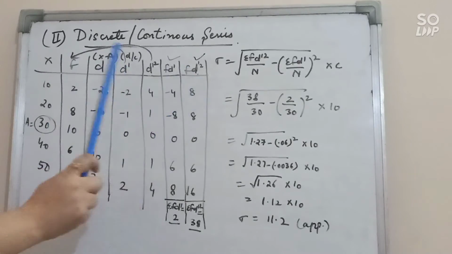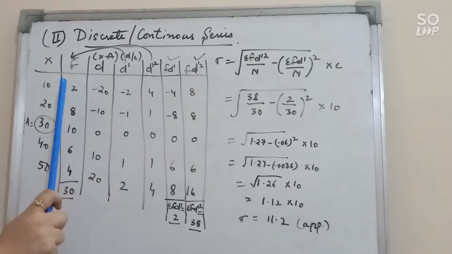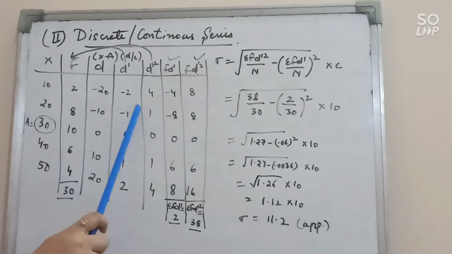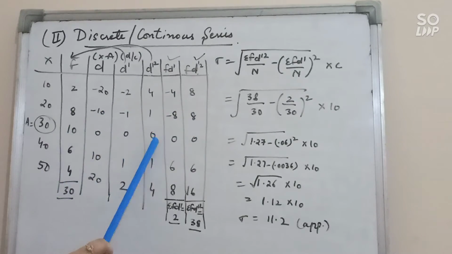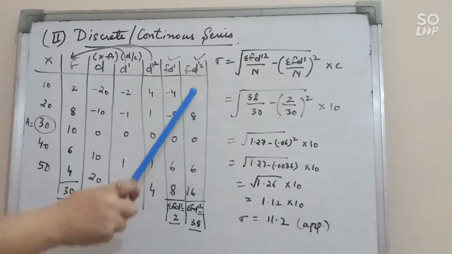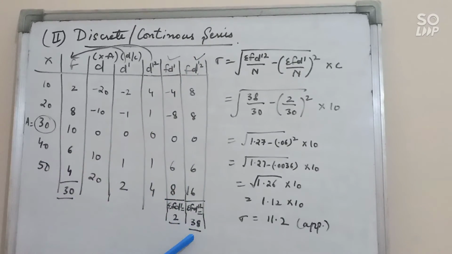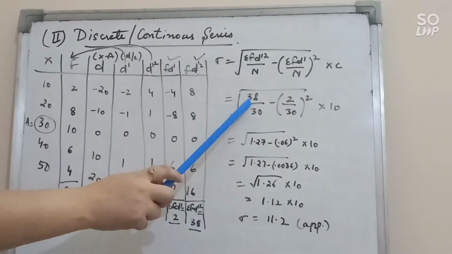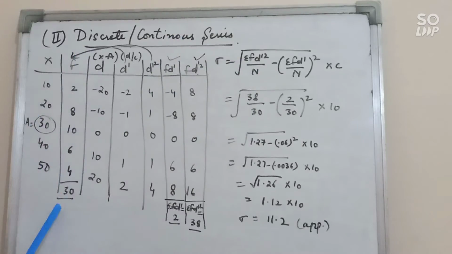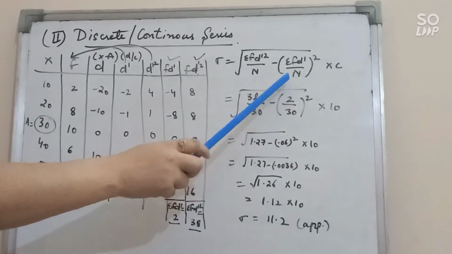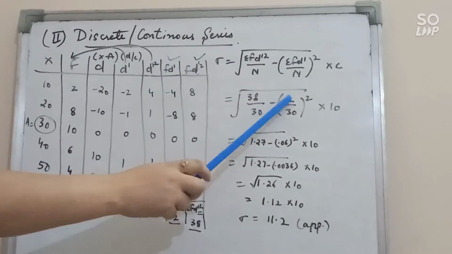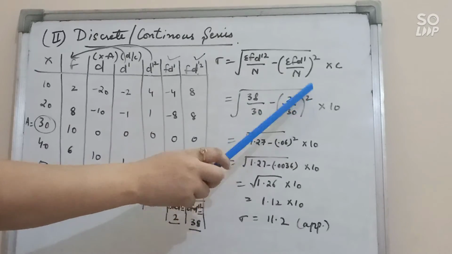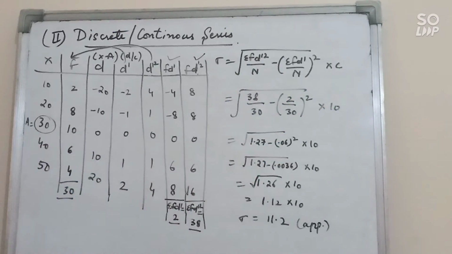Next, f d dash square. So f and d dash square. Let's see, 2 into 4, 8, 8 into 1, 8, 10 into 0, 0, 6 into 1, 6 and 4 into 4, 16. Now take the total of this column, we have 38. Now put the values in the formula. Under root sigma f d dash square is 38 upon n is 30, that is the total of the frequency column, minus sigma f d dash, that is 2, divided by 30 whole square, root into 10.